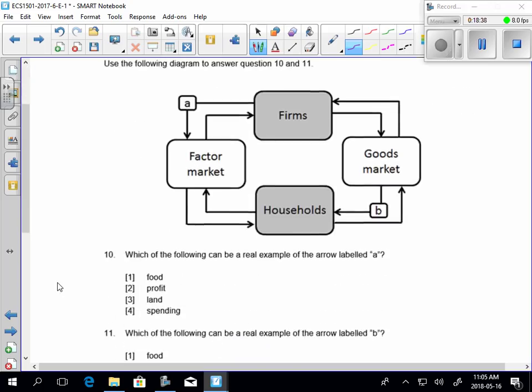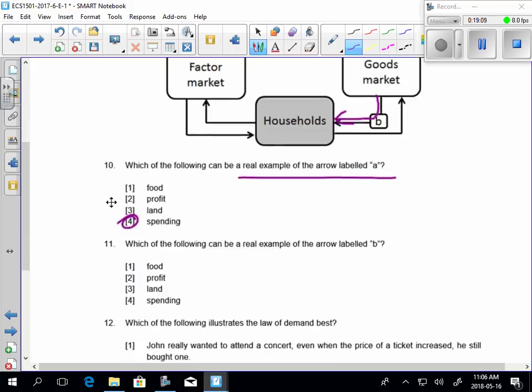Which of the following can be a real example of the arrow labeled A? So firms are buying factors of production on the factor market, so they are spending money here. Which of the following can be a real example of arrow B? Households buy goods and services on the goods market, so they would receive food.